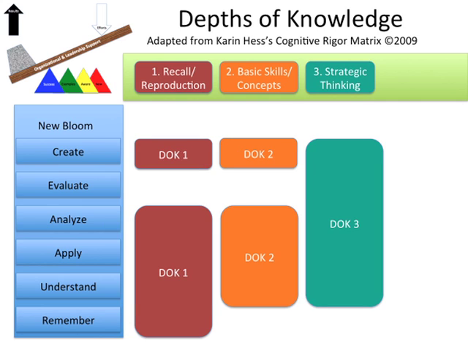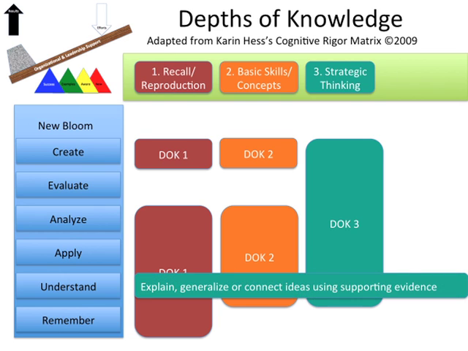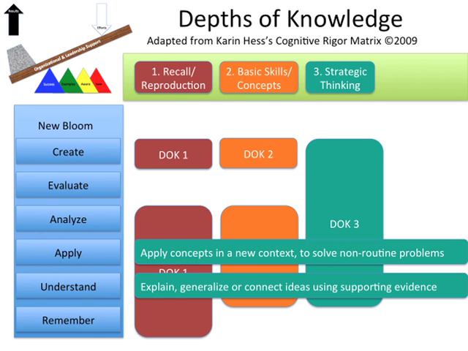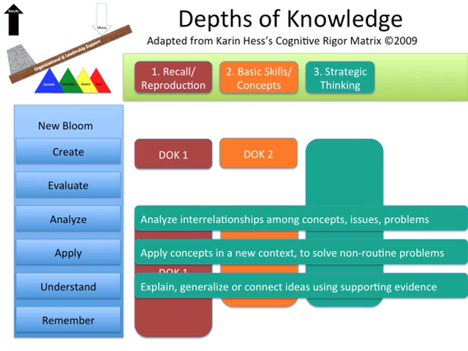Bloom looks different at strategic levels of thinking, at a depth of knowledge of 3. Again, we're not focusing on remembering at these levels. We're now dealing with higher levels of understanding, which is the ability to explain or make generalizations using supportive evidence. We're applying concepts now in a new context and really focusing on non-routine problems that require strategic thinking.